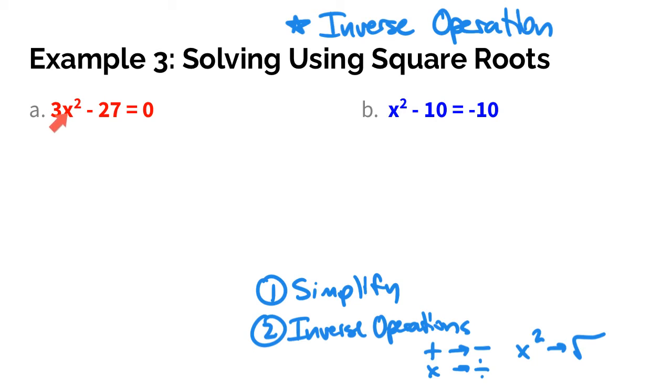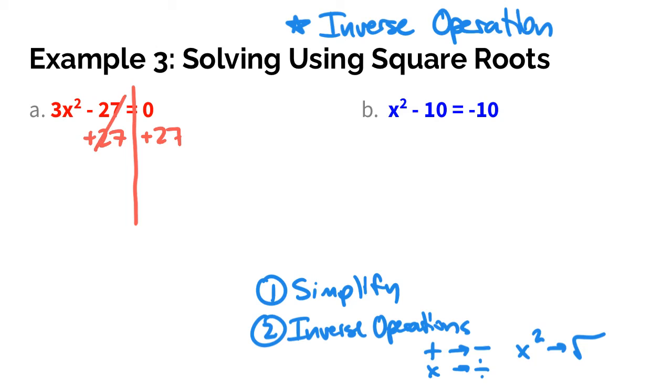So in this first example, I have 3x squared minus 27. So notice you have the x squared. So let's solve this like we would a normal equation. Let's start off first by doing simplification. Now notice here, everything's simplified. These are two things that I cannot combine. There's nothing to distribute. So once I do that, then I'm going to do my inverse operation.